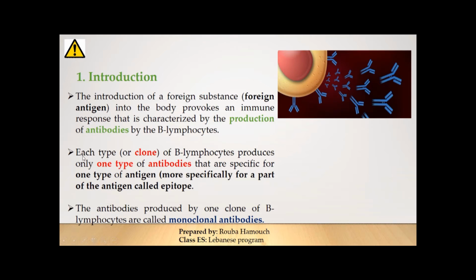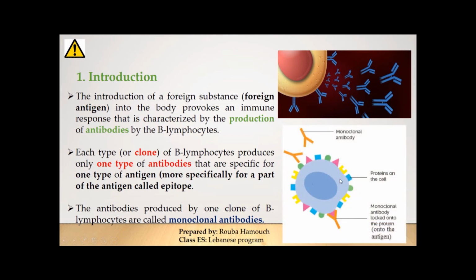So we say that each type or clone group of B lymphocytes produces only one type of antibodies that are specific for one type of antigen, more specifically for a part of the antigen called epitope. So the antibodies produced by the same type of B lymphocytes are called monoclonal antibodies. Mono means one, clonal group, antibodies.